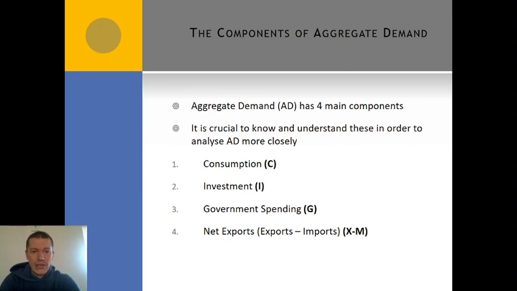Now, what we need to recognize is that aggregate demand has got 4 main parts to it. It says there it's crucial to know and understand these in order to analyze AD more closely. We will be doing a lesson on C, I, G, X, and M. By C, I mean consumption. By I, investment. By G, government spending. And then X, M, exports minus imports.